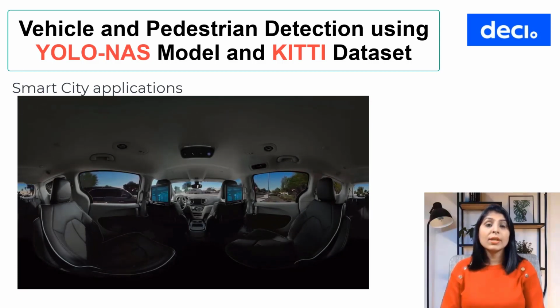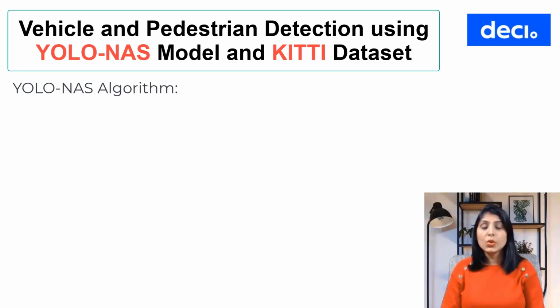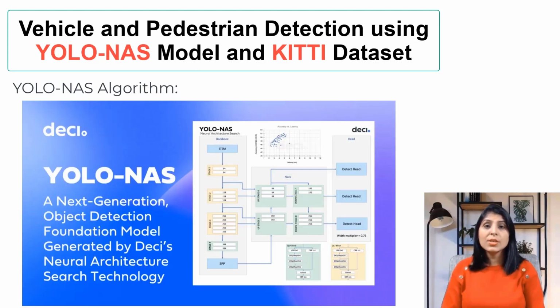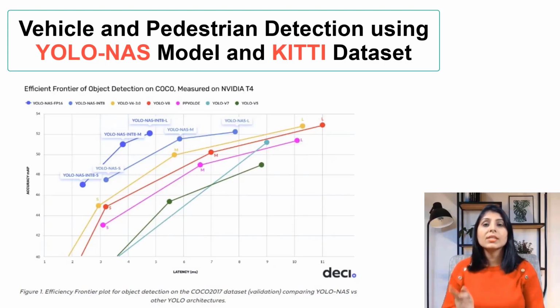So now let's talk about the YOLO-NAS algorithm. YOLO-NAS is a state-of-the-art real-time object detection model developed by Deci AI. This YOLO-NAS model is generated by Deci's AutoNAC neural architecture search technology, and it stands out among all the object detection models available in the market by offering the best trade-off between accuracy and latency. YOLO-NAS surpasses other models like YOLOv5, YOLOv6, YOLOv7 and YOLOv8 with its unbeatable accuracy and speed combination.